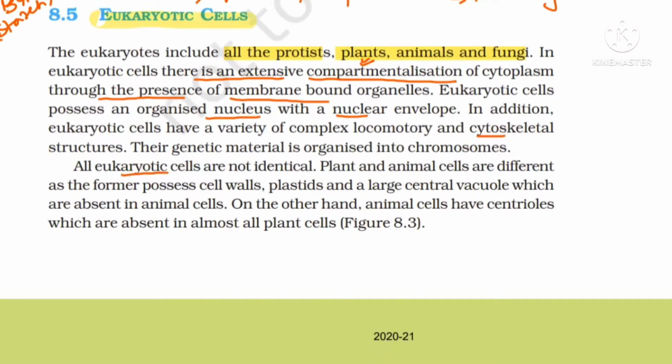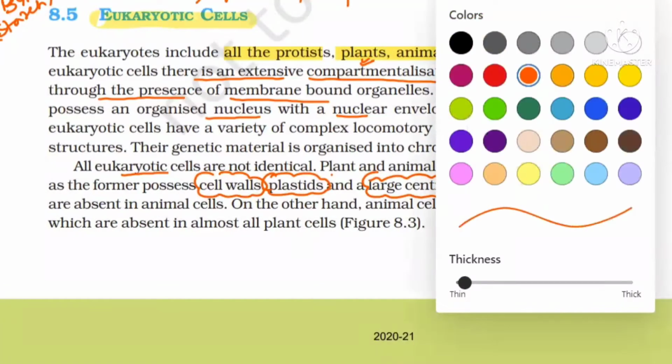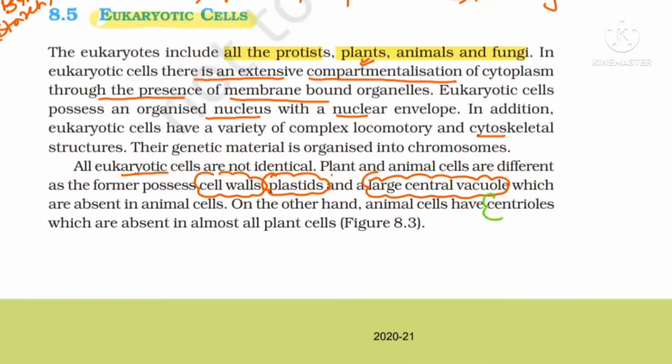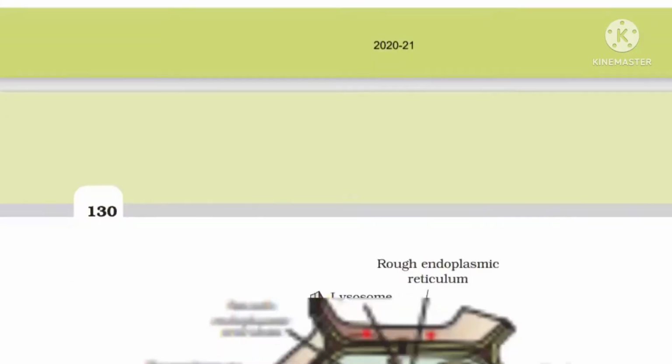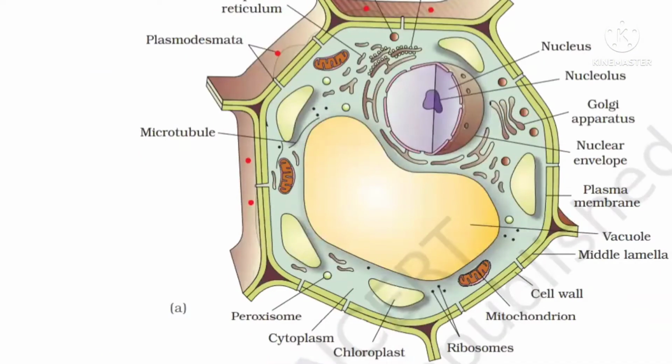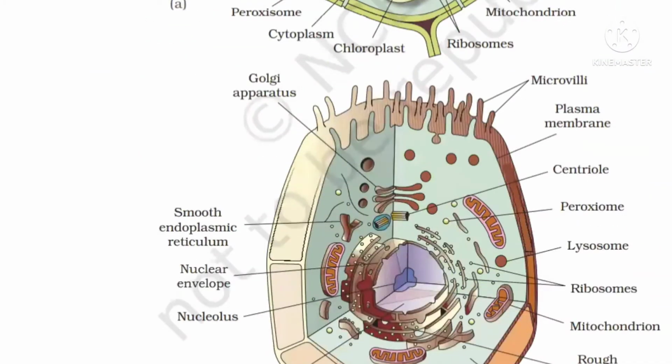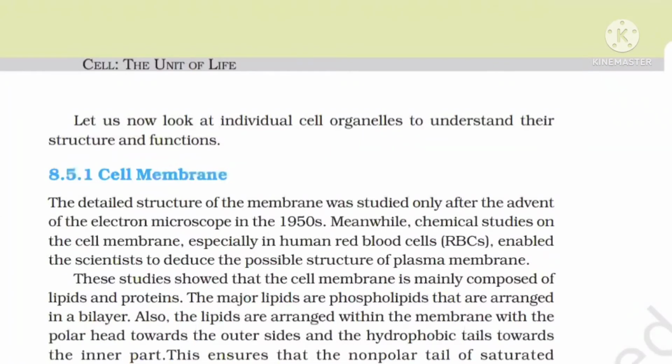All eukaryotic cells are not similar, because we know plant and animal cells are different from each other. How? Plant cells have a cell wall, animal cells do not. Plant cells have plastids, animal cells do not. Plant cells have a large central vacuole, which animal cells do not have. So these are the three things which plant cells have but animal cells do not. Now, animals have centrioles, which plants do not have. Is it clear? So this is the difference between the plant cell and animal cell. Please learn this diagram. From the diagram, they ask questions also. Please learn it. Clear?